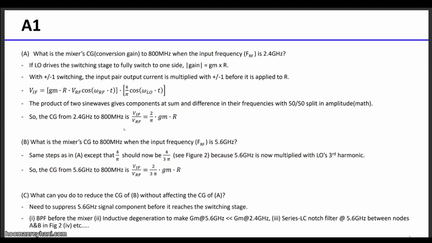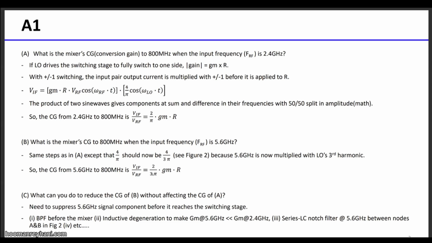Therefore, if you go to the second page again, instead of 4 over pi here, you put 4 over 3 pi. And then by the same math, when the two cosine waves are multiplied together, you get a 1/2 factor. So the answer becomes 2 over 3 pi times GM times R. So it's rather pretty straightforward.